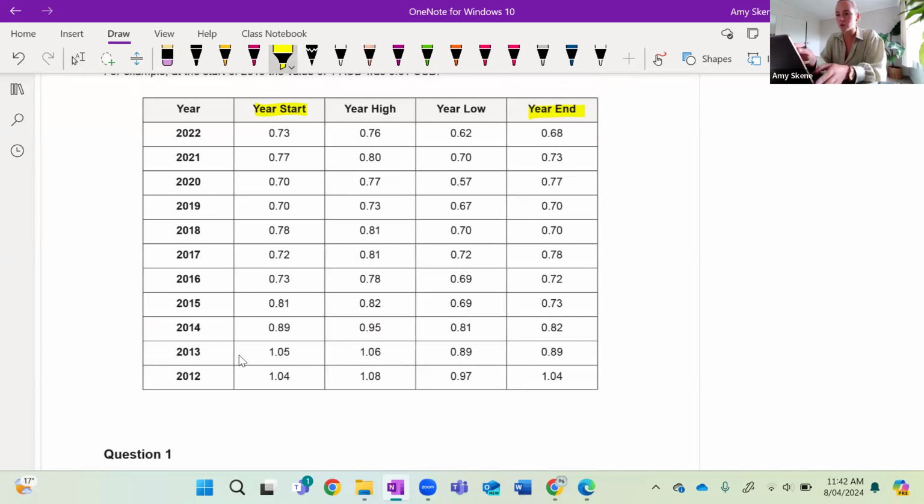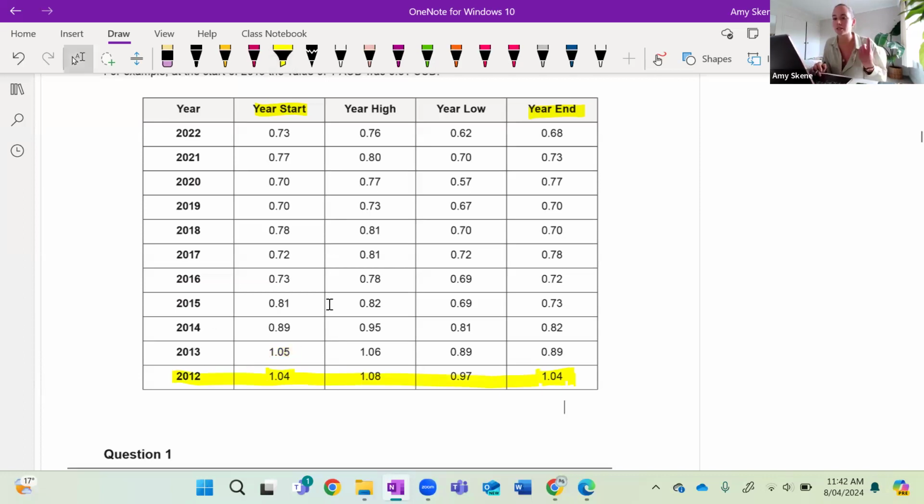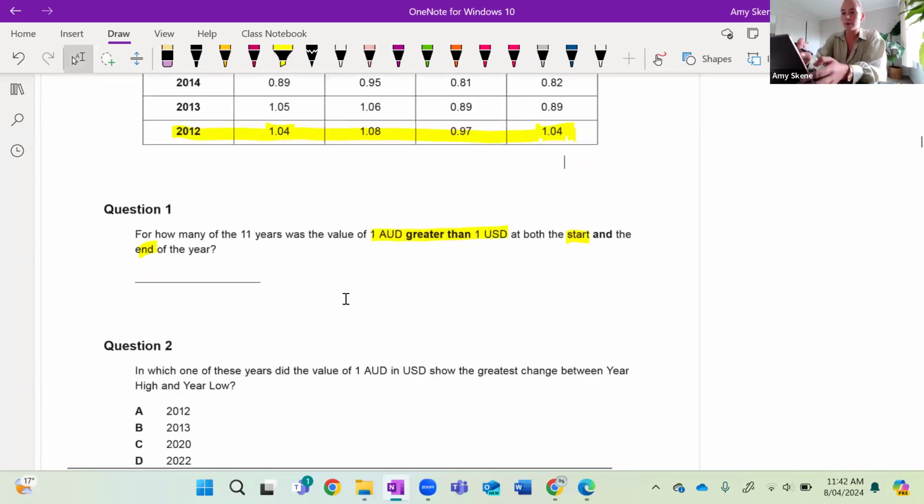Now this is just scanning down. We've only got these two at the bottom that are greater than 1. And then also at the end of the year, we have this one here. So actually the only option that we have going is 2012. So that's just 1 year, meaning that 1 is our answer.